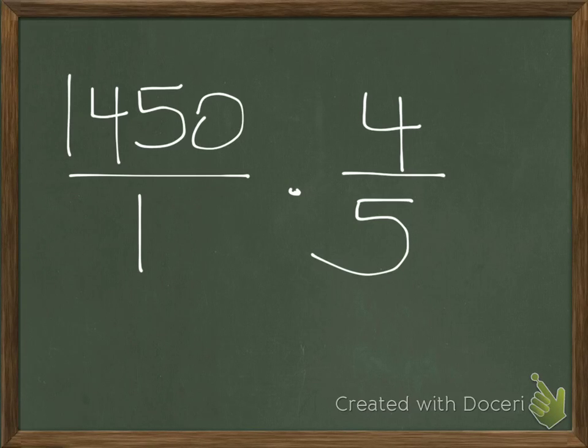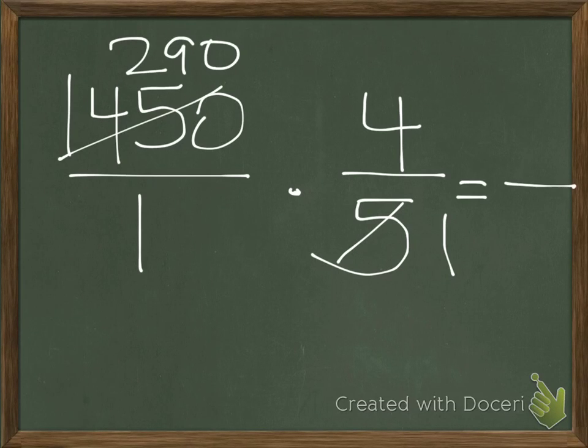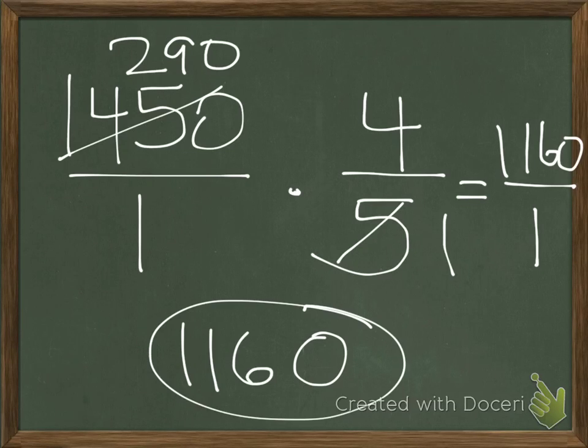We can simplify by dividing by 5. And if I divide by 5 here, I would get 290. And my denominator is 1 times 1, so it's going to be 1. And 290 times 4 gives me 1160. Now I don't need to write my answer as 1160 over 1. I can just write it as 1160. So it looks like the Empire State Building is 1,160 feet.